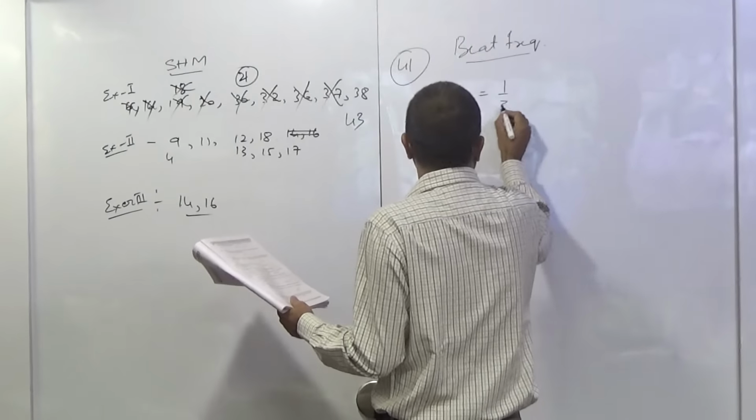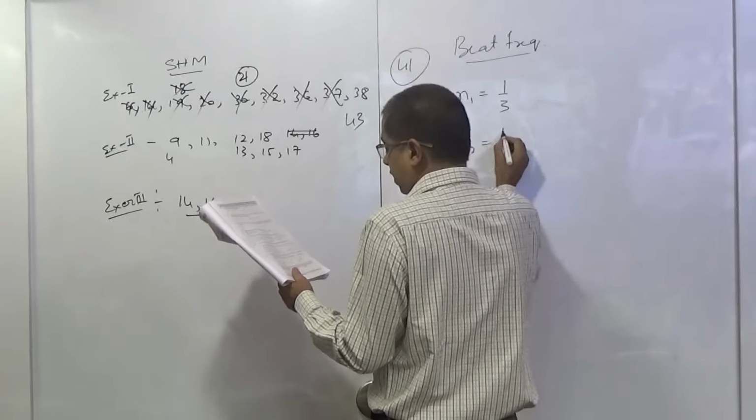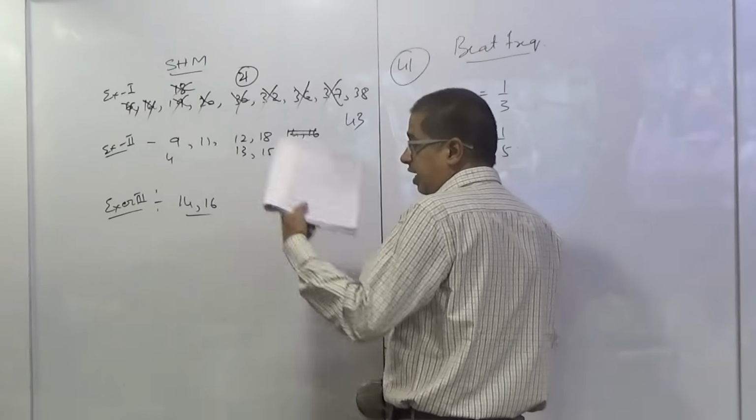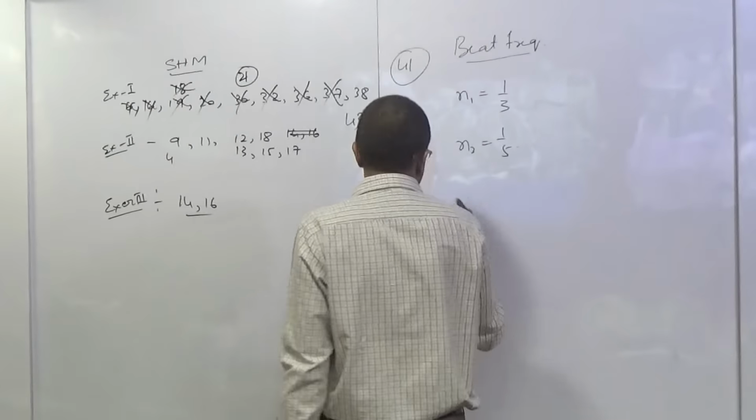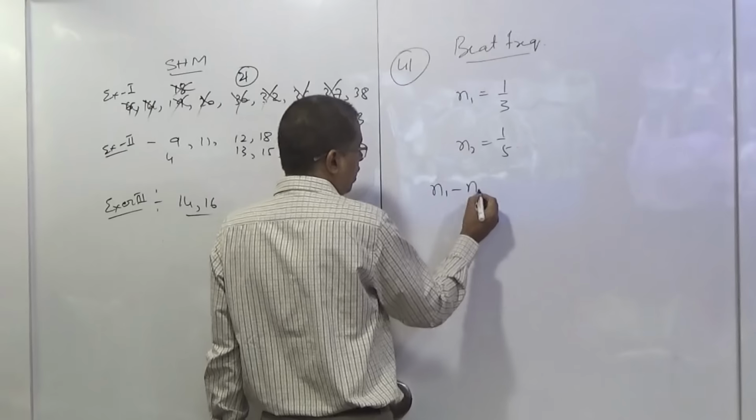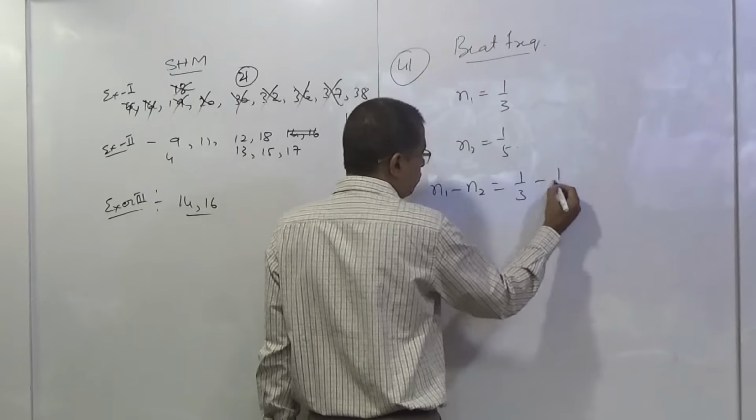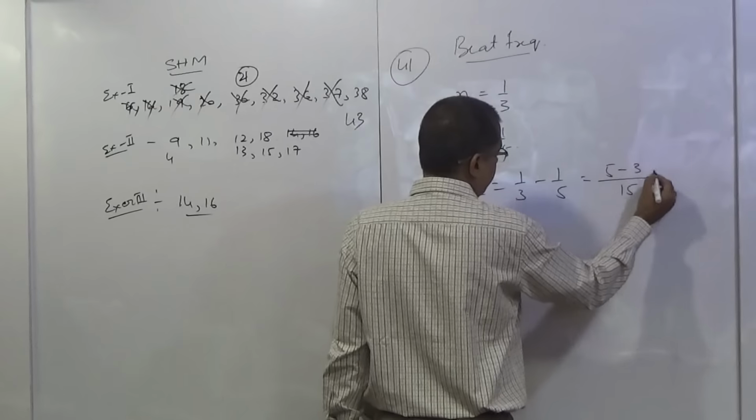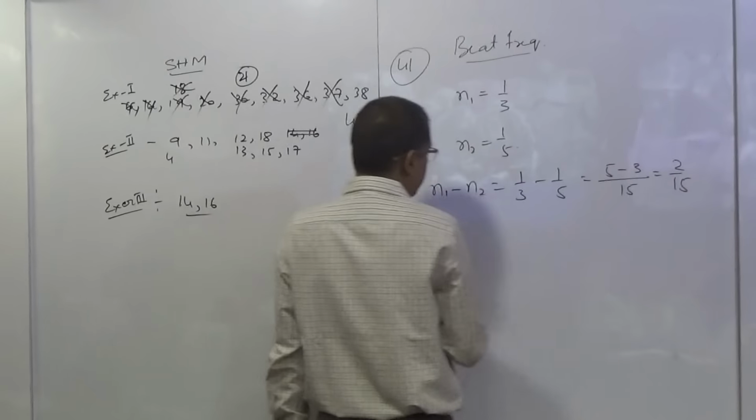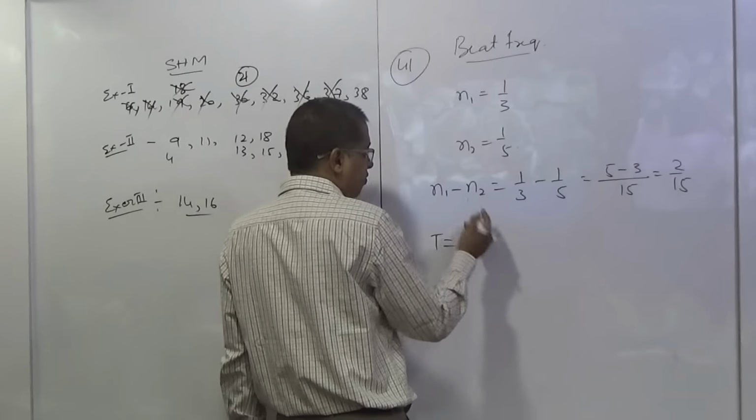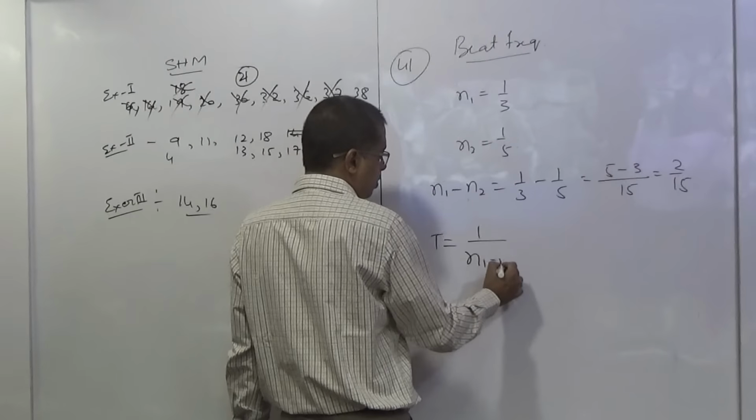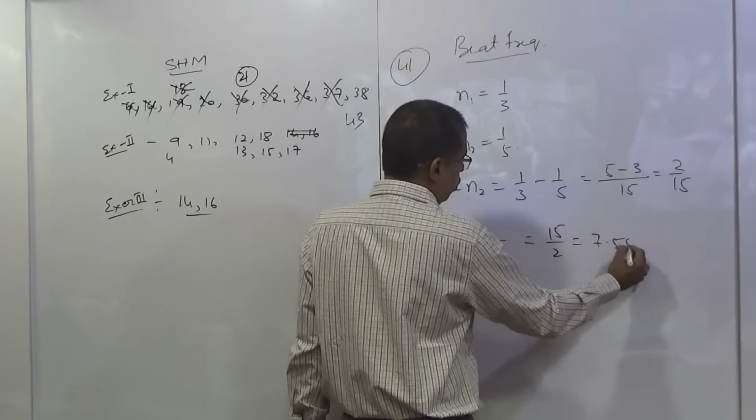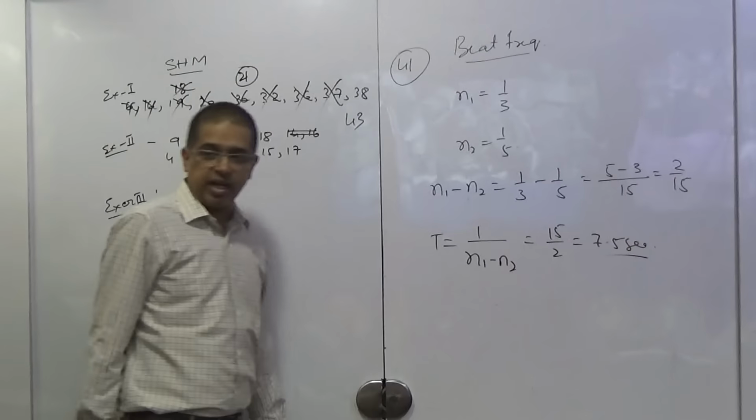Frequency of the first is 1 by 3, frequency of the second is 1 by 5. Time after which they are again in phase will be 1 by N1 minus N2. This is 1 by 3 minus 1 by 5. 15, 5 minus 3, 2 by 15. Time after which they will be in phase is 1 by N1 minus N2. 15 by 2, 7.5 seconds.